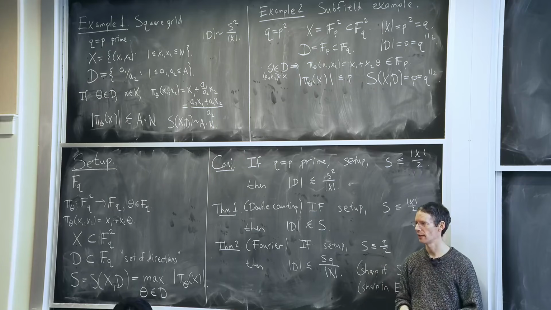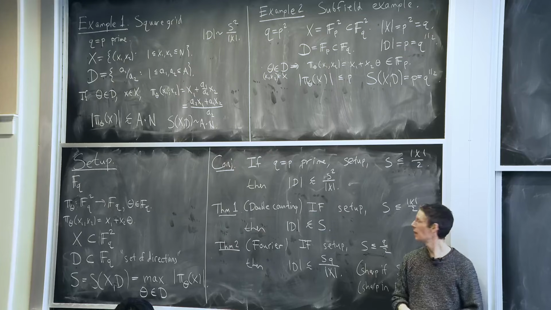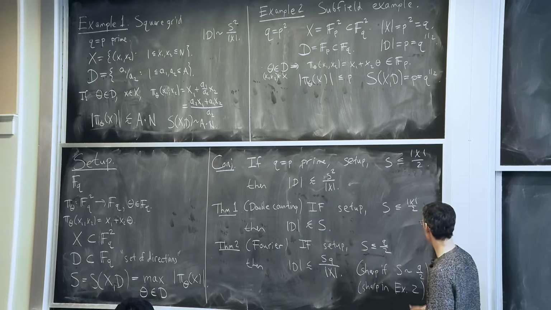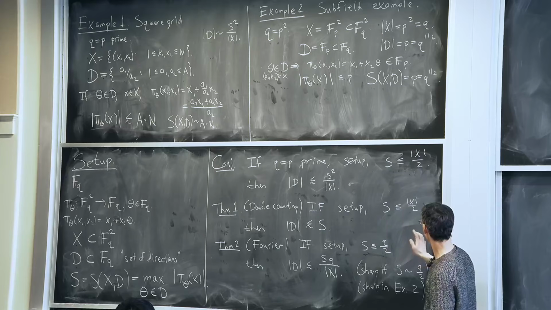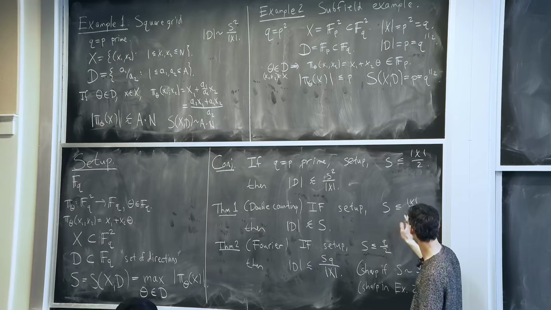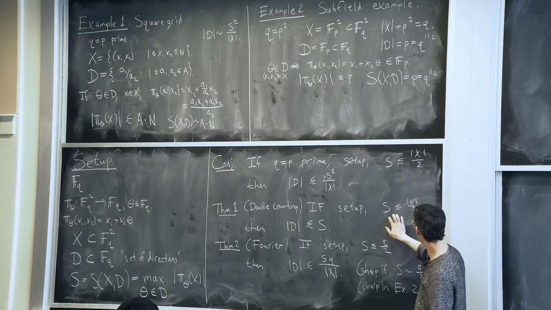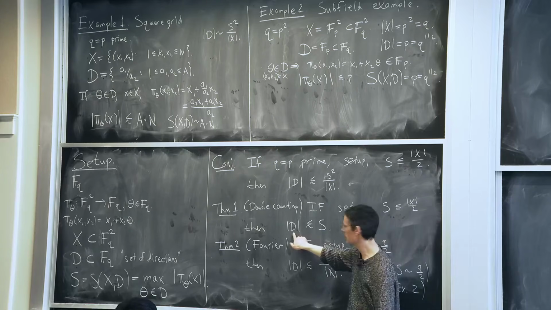Yeah? For the premise S is less than or equal to the size of x divided by 2, how easy is it to construct some other examples that satisfy that other than the grid? Okay. Yeah, so the question is, how many examples can we find which obey the hypotheses so that this theorem says anything about them? Well, I think it's not super hard because we're allowed to take d to be small.